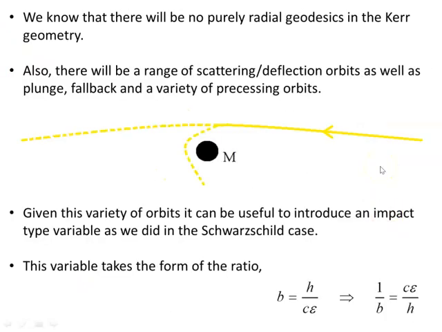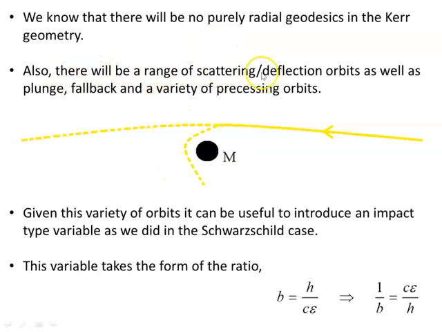Okay, now we know that there'll be no purely radial geodesics in the Kerr geometry. Also, there'll be a range of scattering, deflection. There's no purely radial geodesics because of the frame dragging effect. So even light is forced to rotate with the source mass once it gets close enough, even if the light is in a counter-rotating orbit to begin with. So we know that there's going to be no purely radial geodesics.